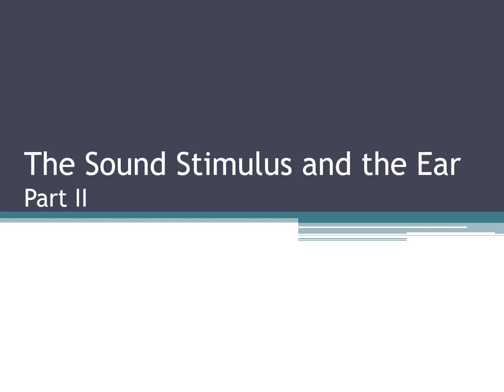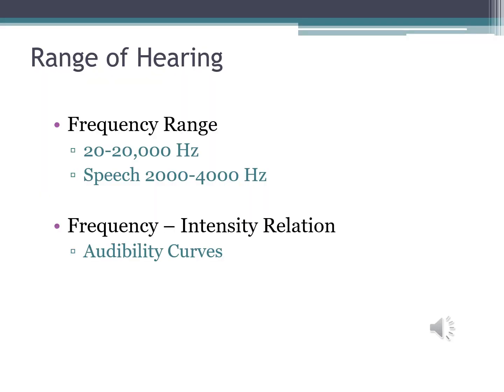This is the second part of the sound stimulus and the ear, and we're still getting to our range of hearing, and we're going to get to the ear in this part. So our range of hearing goes from 20 hertz or 20 cycles per second to 20,000 hertz or 20,000 cycles per second. And if you remember me saying that low A on the piano is 27.5 hertz, that is right, it's very close to the lower limit of our range of hearing.